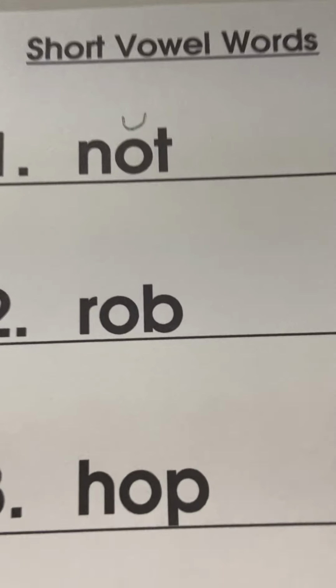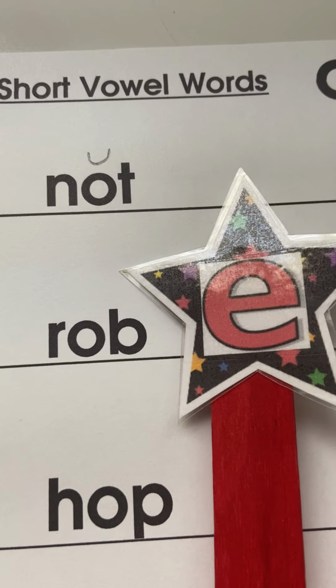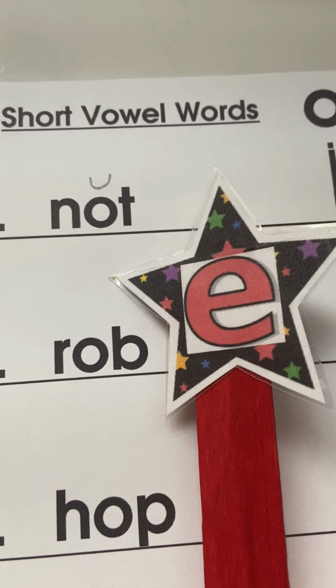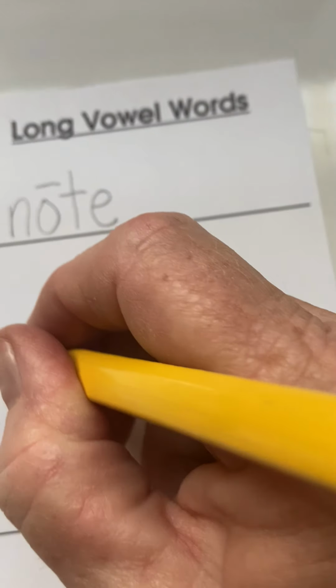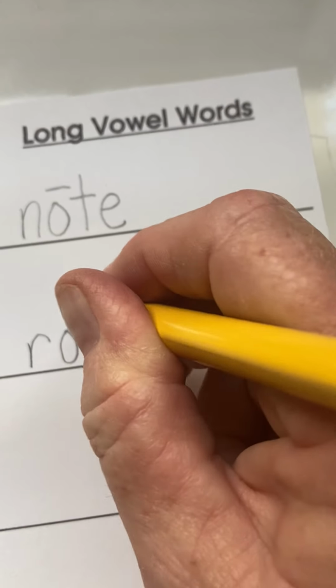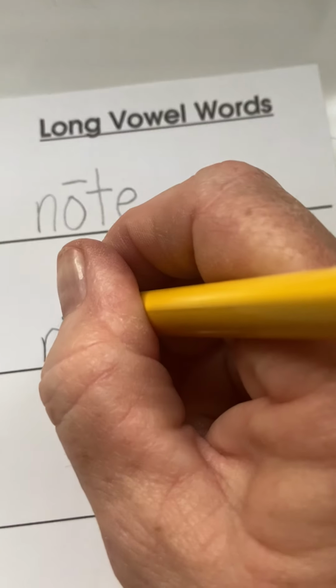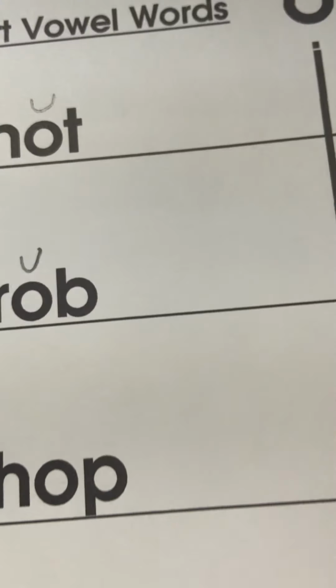Let's try it with rob. This is the word we did on the pocket chart. If I put the silent E on the end, it's like it's sprinkling its magic dust on the O, and it's going to turn it into robe. I put on my robe before I go to bed. This is the long sound of O. This is the short sound of O.